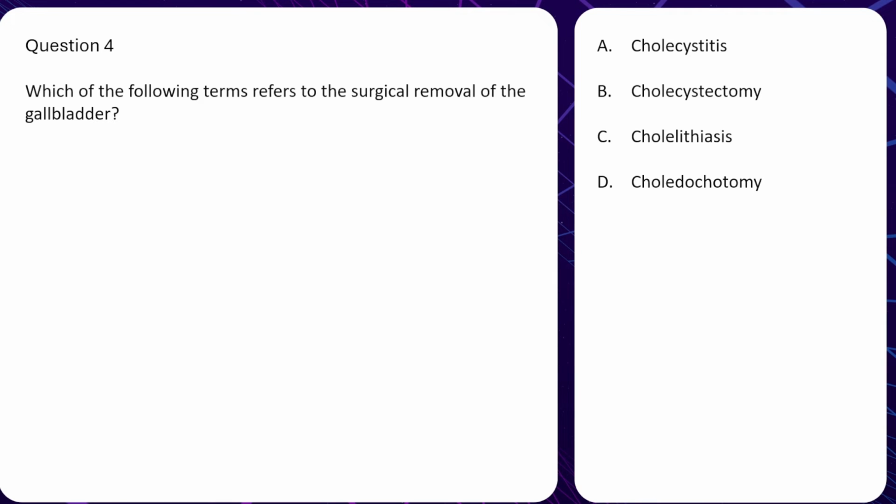Question 4. Which of the following terms refers to the surgical removal of the gallbladder? So removal, what is that? An ostomy, ectomy, otomy, lithiasis. So we have A, cholecystitis, B, cholecystectomy, C, cholelithiasis, or D, choledochotomy. So our surgical removal is our ectomies. So that alone kind of tells us what we're doing, right? So cholecystectomy is the term for the removal of the gallbladder. So cholecyst is our gallbladder, and then ectomy is our removal.